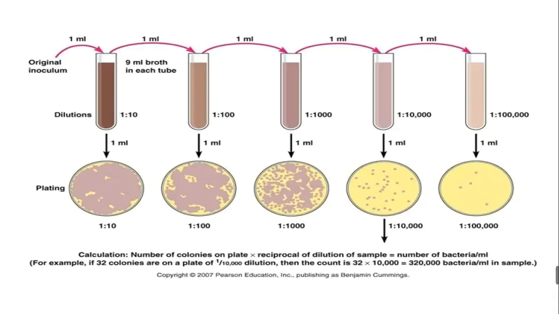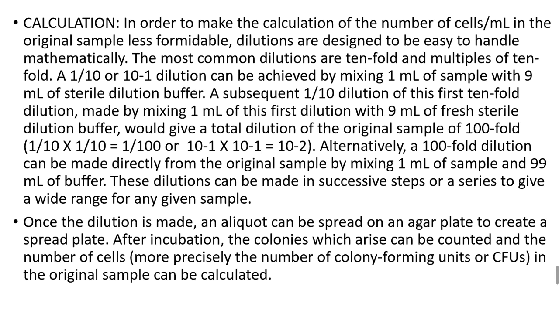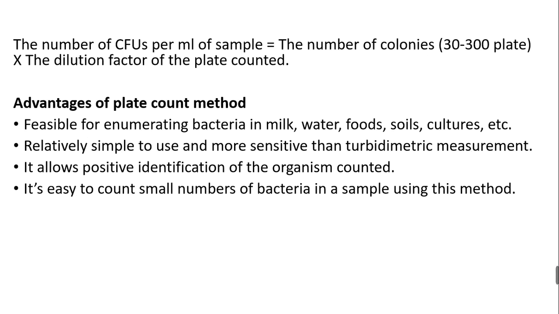Maximize. Okay, so now, as I said, for example, if you're having 32 colonies, you will multiply it by the dilution factor. For this example, we're using 1 over 10,000, and that is 32 times 10,000. So that's 320,000 bacterial cells. I gave more explanation which you can read through, but we can also discuss that in class.